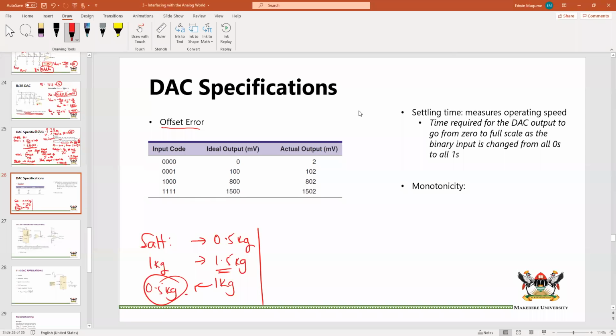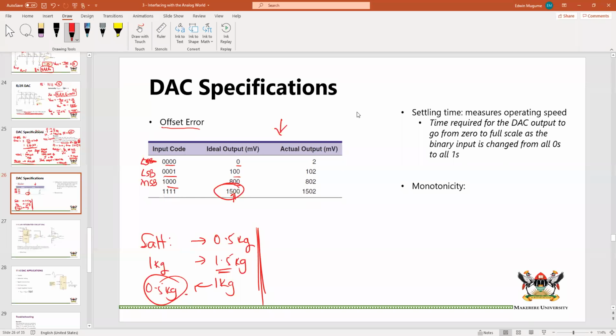I'll be back there in a moment in the chart. And so in this table, we see that we have our input codes. This represents 0, that represents 100, that represents 1,000, and so on. 800, sorry. And then that represents 1,500. If you notice, this is the weight of the least significant bit, the LSB. That is the MSB weight. If you remember the weights, you can work out why we have 1,500 here.